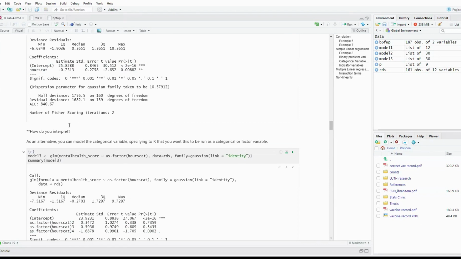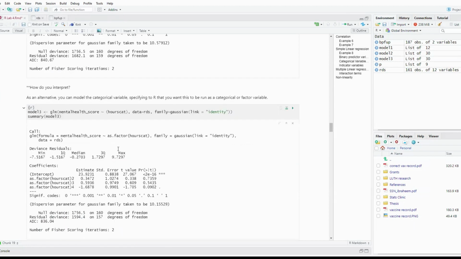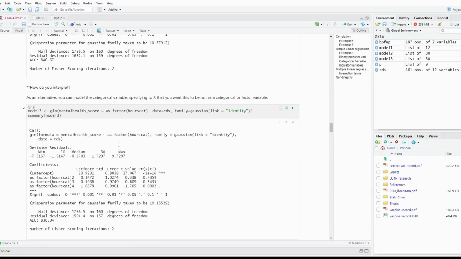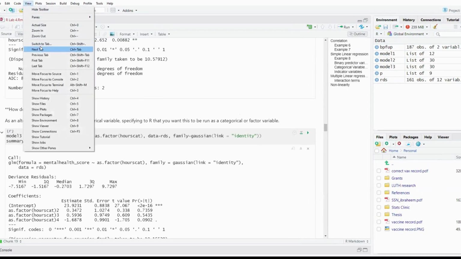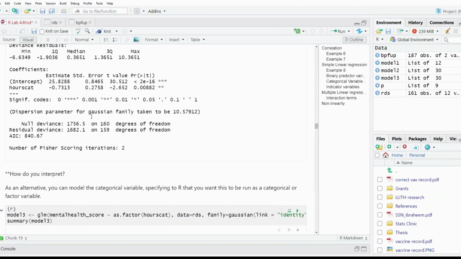Do you see that here you have one line, but here you have 3 lines? Right. You have 3 lines because R is now correctly realizing that this is a categorical variable. Let me zoom back in so you can see it correctly.